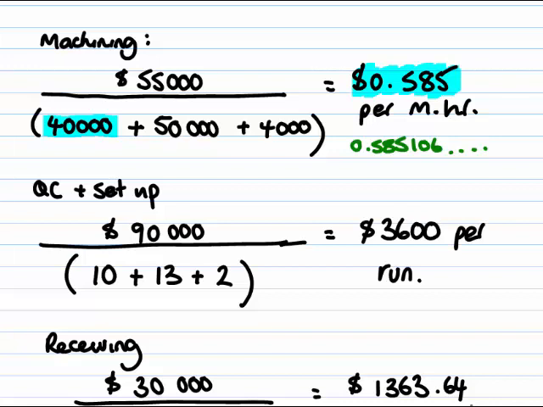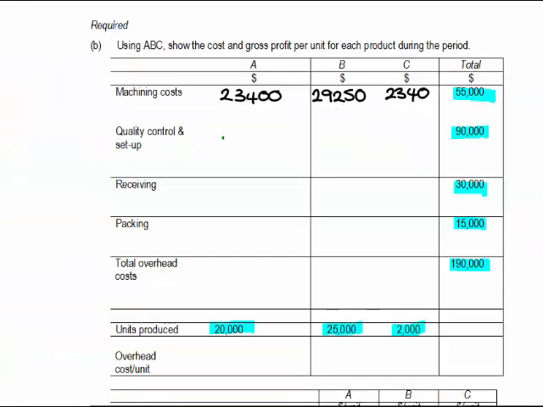So the next one is quality control and setup. So we need to split that 90,000, at $3,600 per run. So for product A, we times it by 10. That's going to be $36,000. If we do the next one, it's 46,000 and then 7,200. So that one does come back to 90,000.